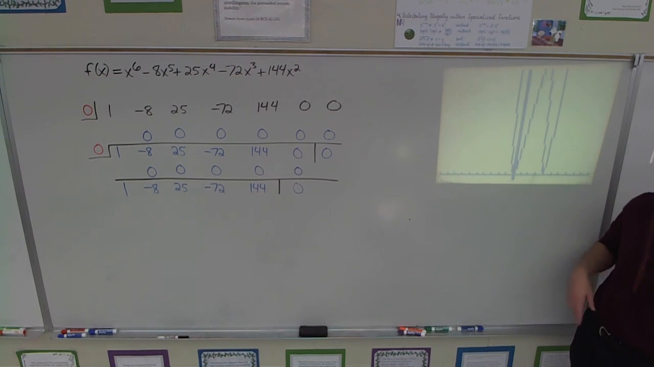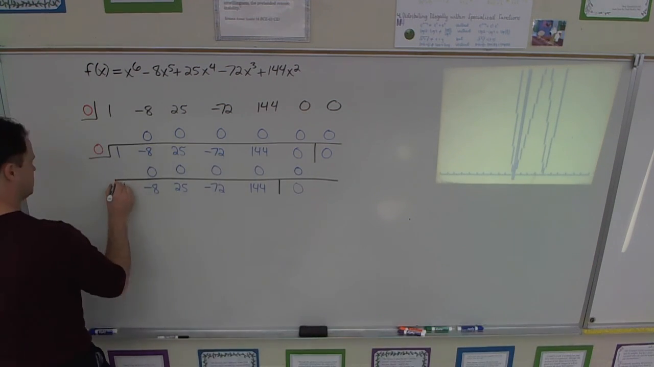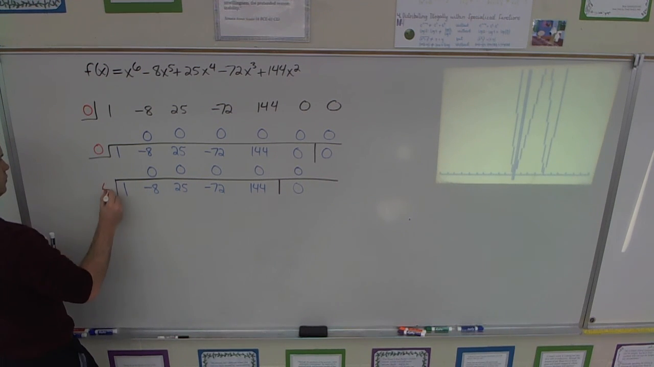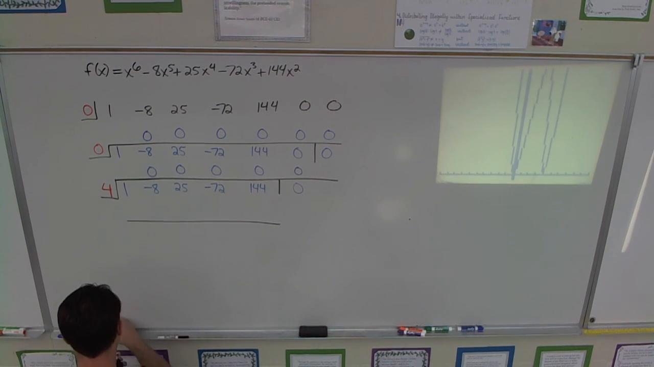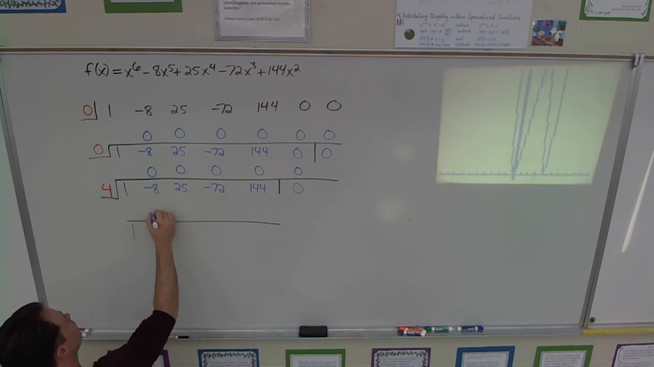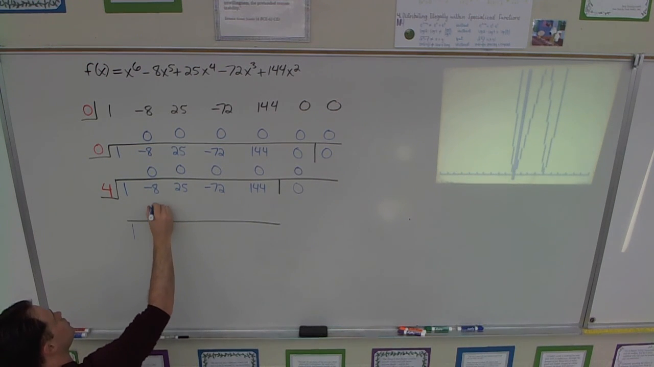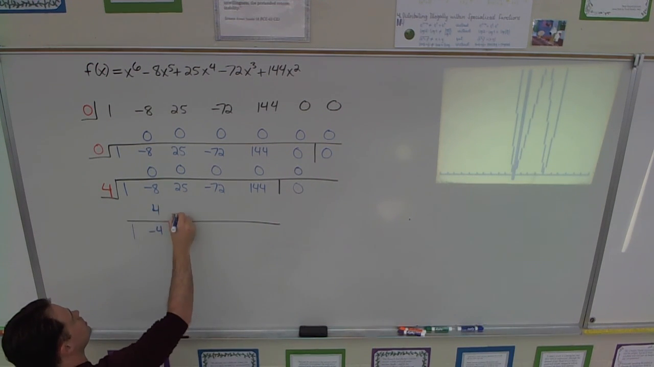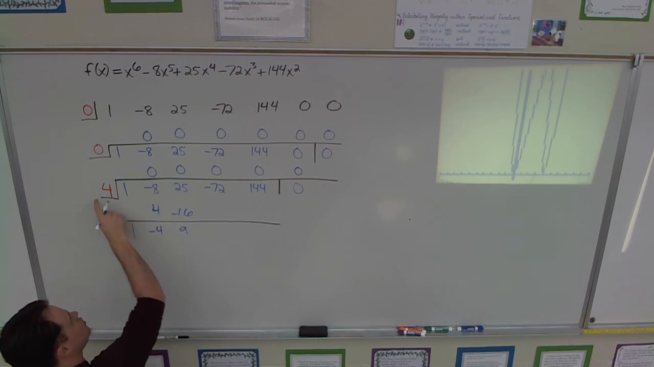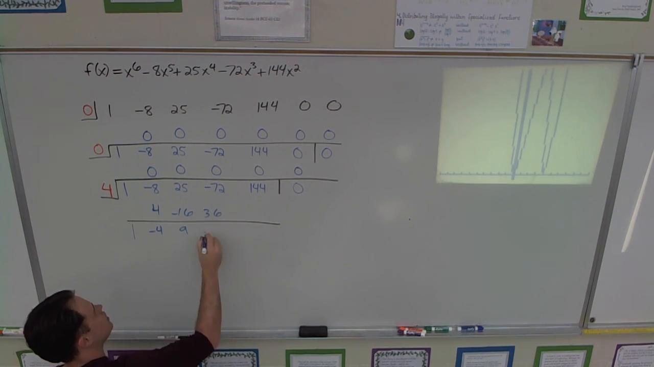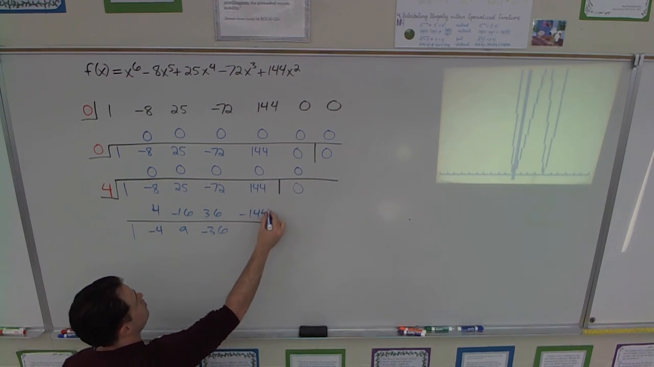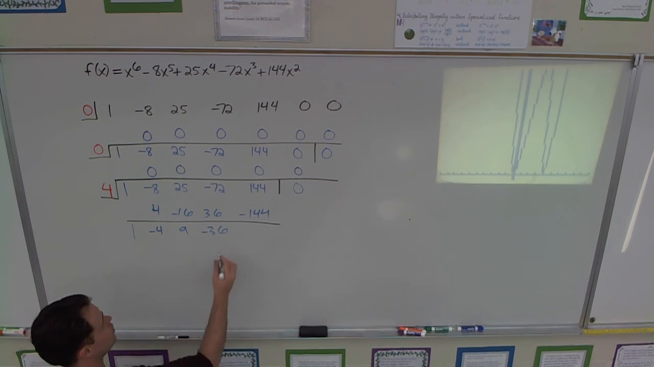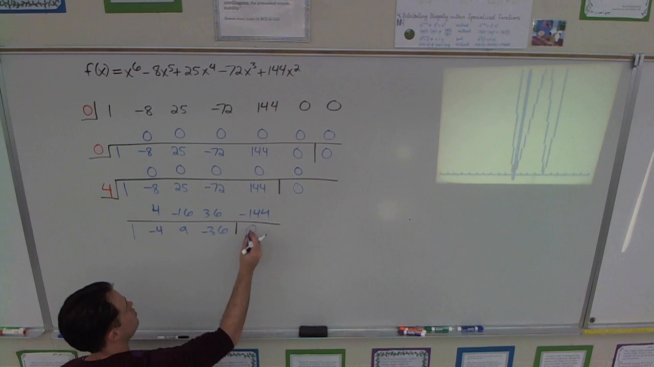So we've also got a bounce at 4, so we're going to actually test that 0 twice as well. So we'll synthetically divide it once. Multiply, add, multiply, add, multiply, and add, multiply, and I need your calculator on that one, but I think it's 144. And add those up, and you get 0.